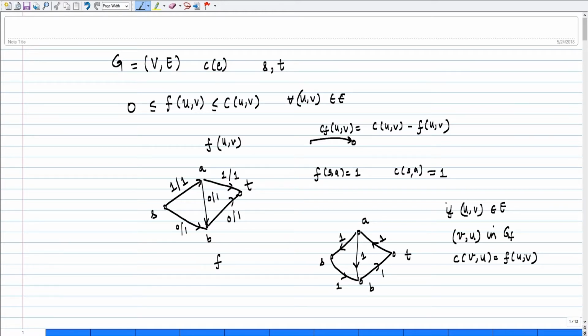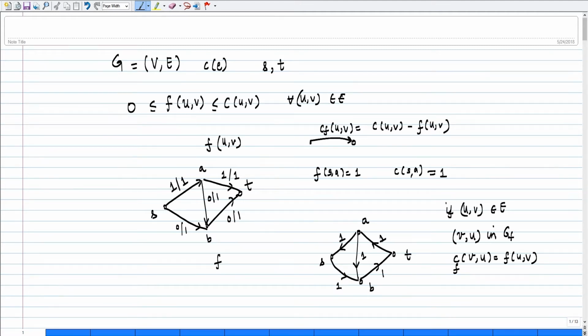So I should simply say Cf of vu is equal to f of uv, and this is again meaningful only if the residual capacity happens to be greater than 0. For example, for B to S we could also have had an edge, but that would have residual capacity 0 because the flow along that edge is equal to 0 in f. Okay, so everybody understands what the residual network is. In fact, you will be asked to construct residual networks for a slightly more complicated graph and a slightly more complicated flow in the exercise sheet.